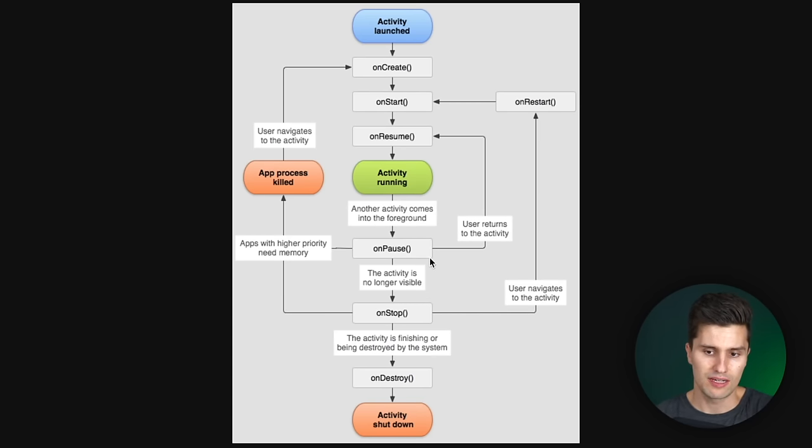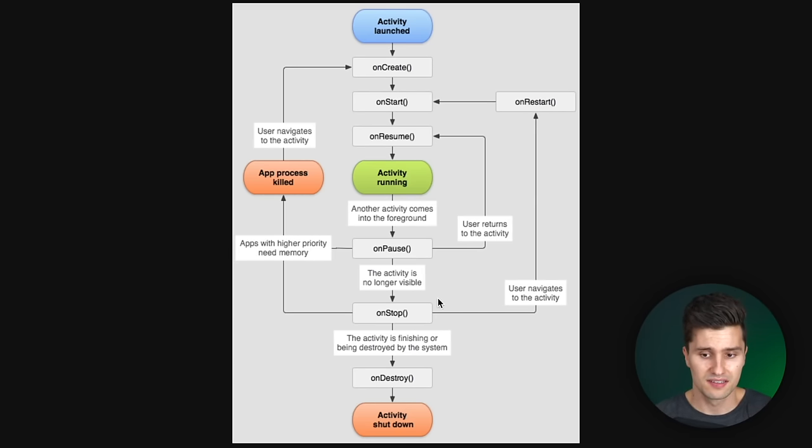But how do we now get from on pause to on stop? You can see the activity is no longer visible. But isn't this the same as moving away? Well, if the user navigates from one activity to another activity, then on stop will also be called and the lifecycle state will move to the stop state.